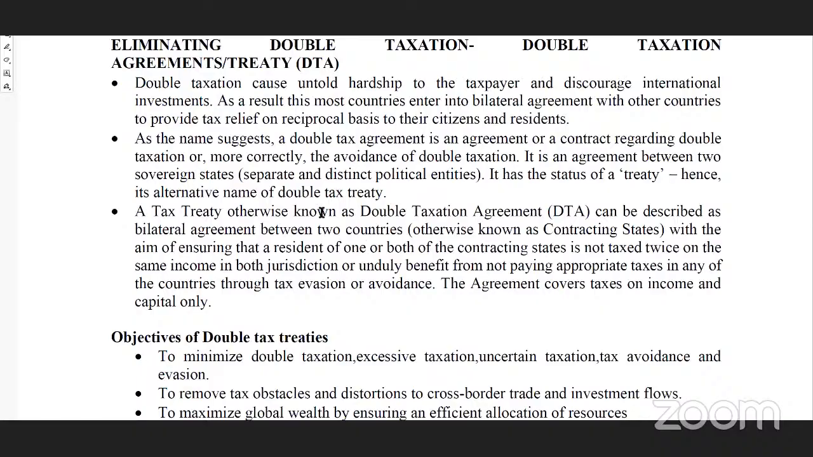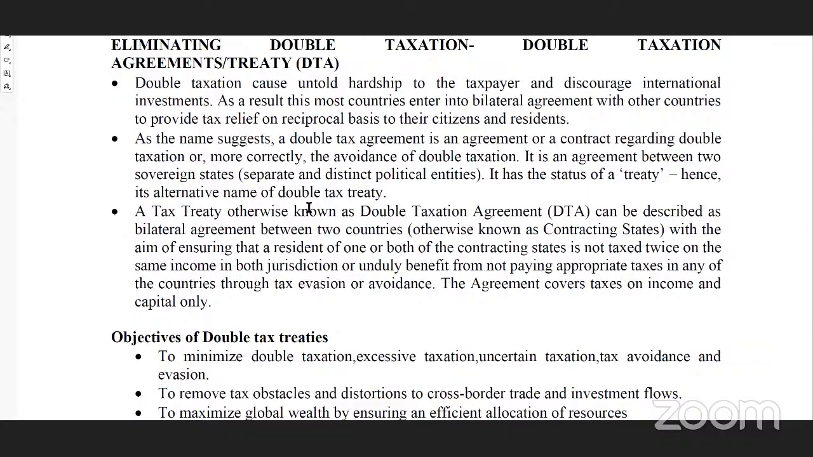Now, if you are using DTAs, what are DTAs? They are agreements or contracts regarding double taxation, or more correctly, the avoidance of double taxation. This is an agreement between two sovereign states that are separate and distinct political entities, because of tax sovereignty. It has the status of a treaty, so its alternative name is a double tax treaty.